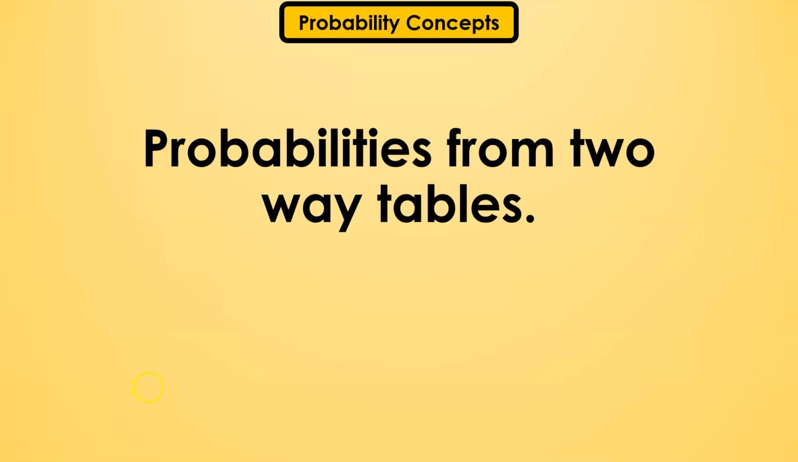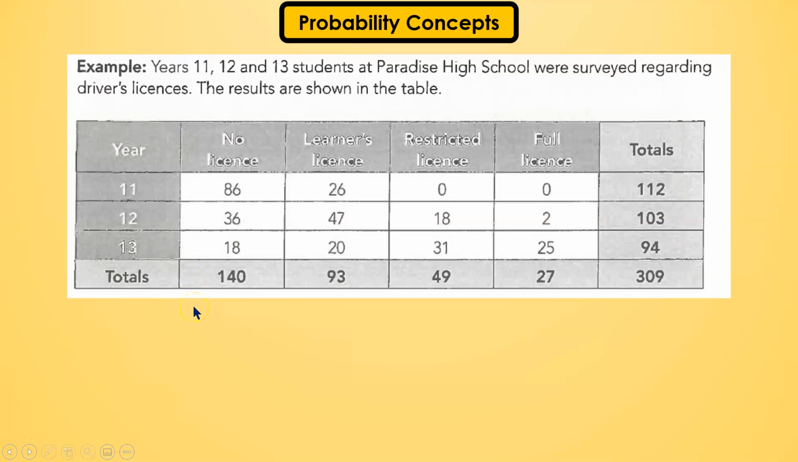Okay, this lesson's video is probabilities from two-way tables. Two-way tables are an easy way to present probabilities in the same way that graphs and Venn diagrams can.